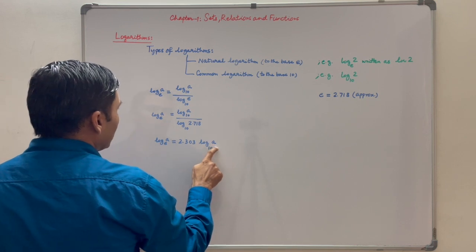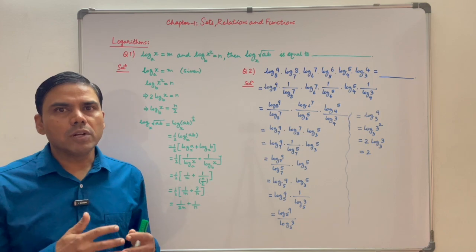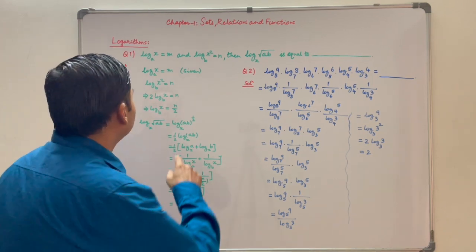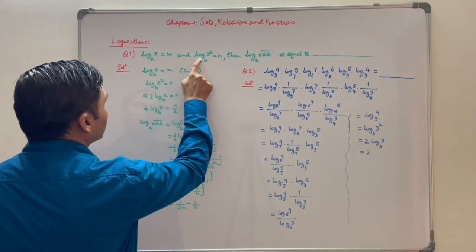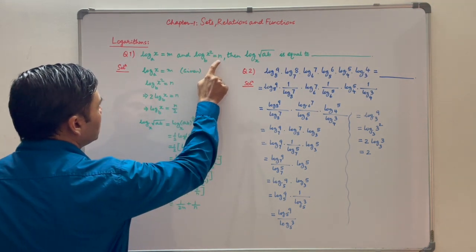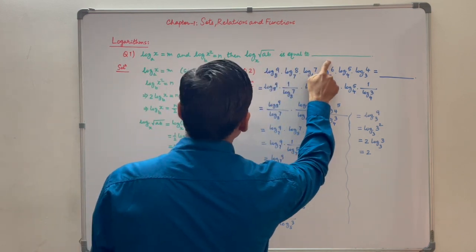One log can be calculated knowing the other. Now let us see a couple of questions based on logarithmic properties. First question: log x to the base a is equal to m and log x square to the base b is equal to n. Then log root ab to the base x is equal to.